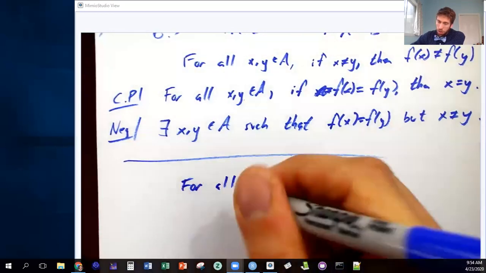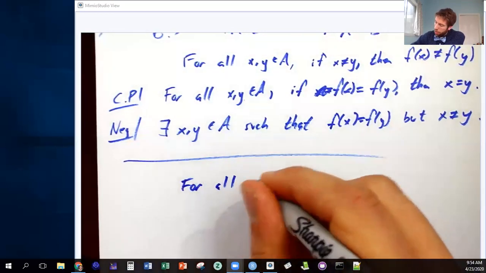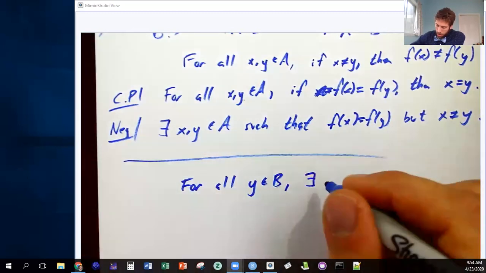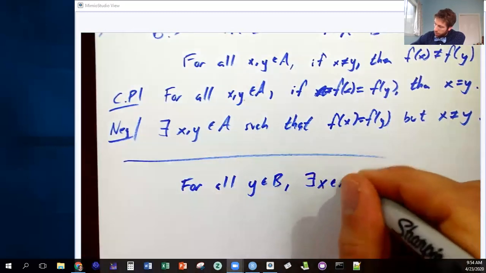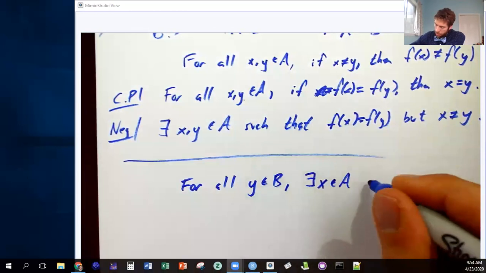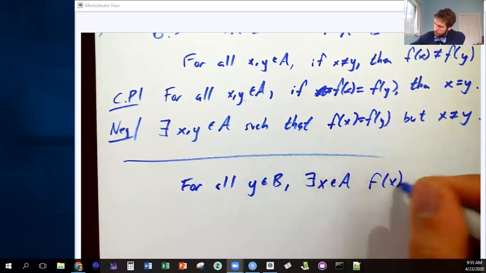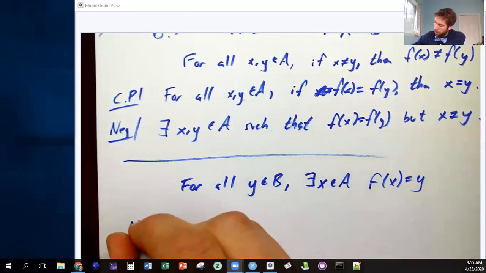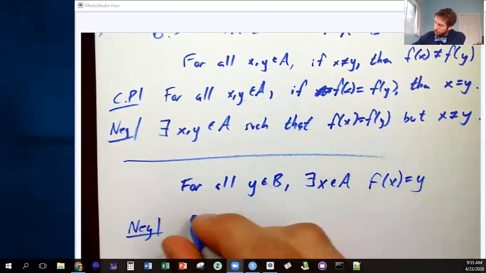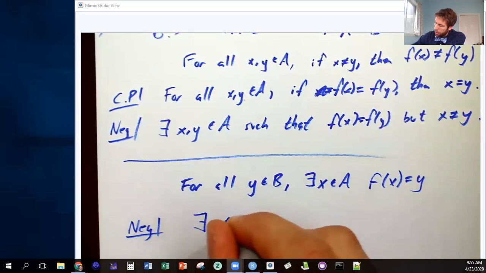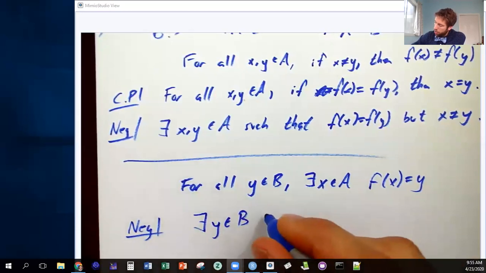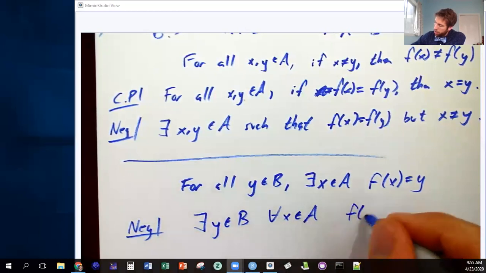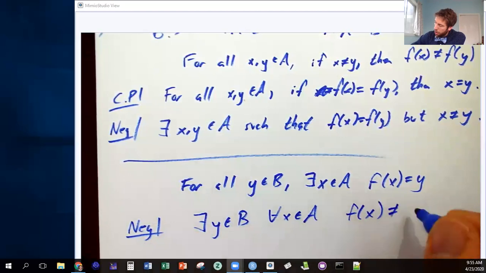All right, so number 2, now we deal with the surjective statement, which is: for all y in B, there exists an x in A such that f of x equals y. Negation of the statement: there exists a y in B such that for all x in A, f of x is not equal to y.